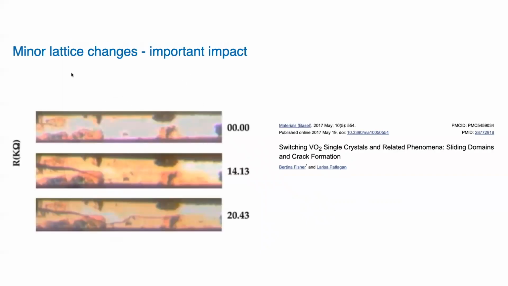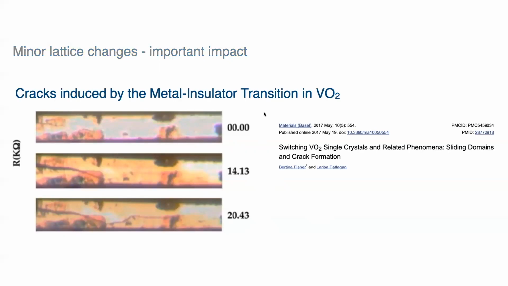Okay, so these minor lattice changes can have a pretty important impact, not just on the electronics, but also on the structure of the material. So for example, if you have VO2, which undergoes a structural transition through its metal insulator transition, the material will actually crack. So it's important to avoid this when designing materials or designing devices that use these materials. Okay, so again, you can see the cracks here in VO2.